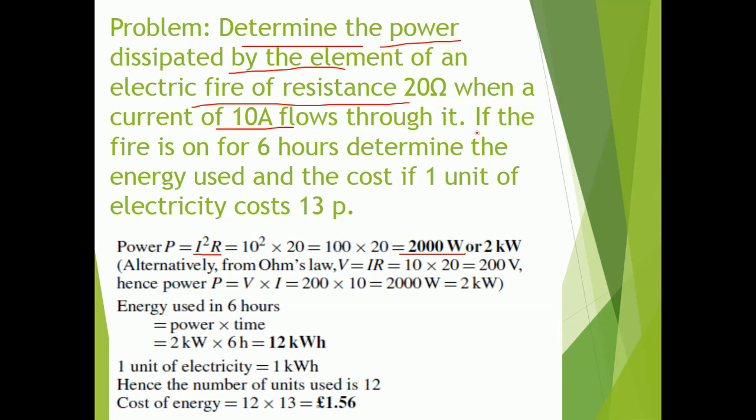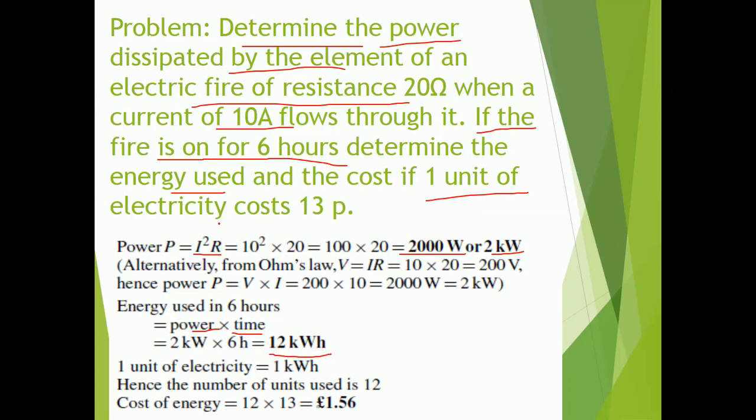The second portion is, if the fire is on for 6 hours, determine the energy used. So energy is power into time. Power is 2 kilowatt. Time is 6 hours. Again, knowingly, we are not going to convert hour into second because ultimately we need to calculate the costing as well. So it comes out to be power into time, which is 12 kilowatt hour.